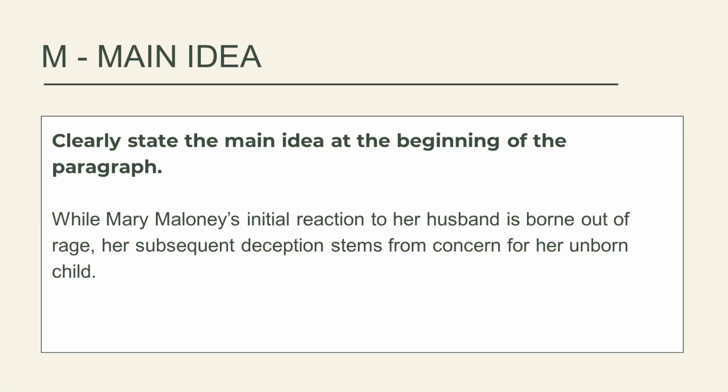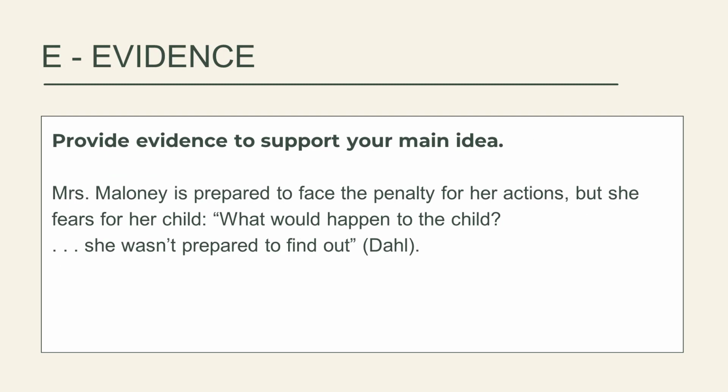So again, when using the M.E.A.L plan, M stands for the main idea. Here's where we want to state what we will be analyzing. While Mary Maloney's initial reaction to her husband is born out of rage, her subsequent deception stems from concern for her unborn child. So we can see that in this paragraph, we will be looking at the motivation for Mary Maloney's deception.